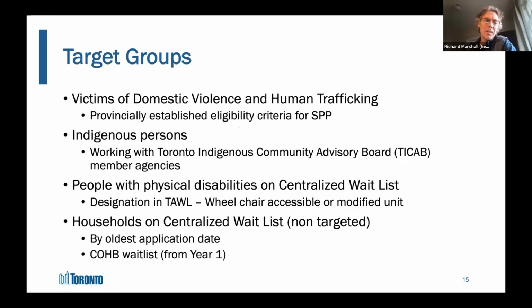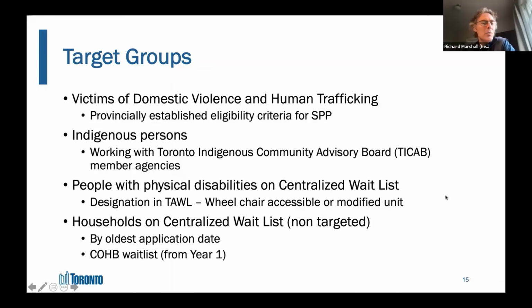So the target groups. These were provincially mandated target groups. The first is victims of domestic violence and human trafficking. And what were used for eligibility criteria are the provincially established eligibility criteria for the SPP, Special Priority Program. Indigenous persons was another target group. And there, in terms of eligibility, we collaborated with the Toronto Indigenous Community Advisory Board, TCAB, and their member agencies who identified eligible applicants and referred them to the program.